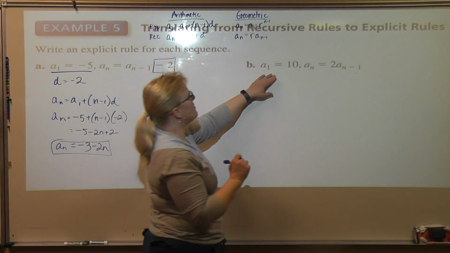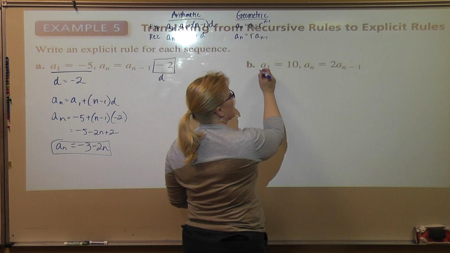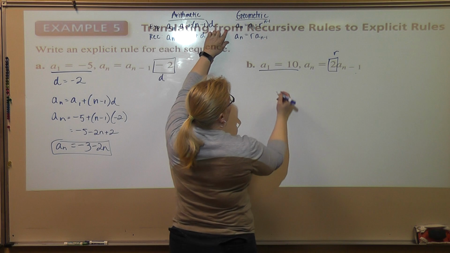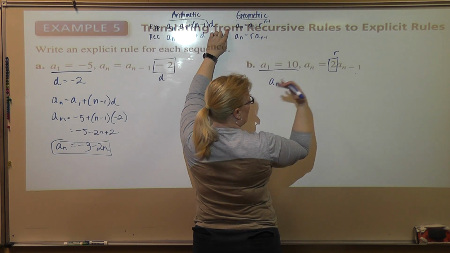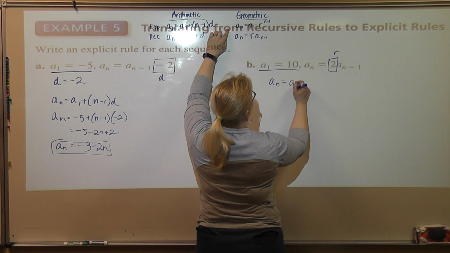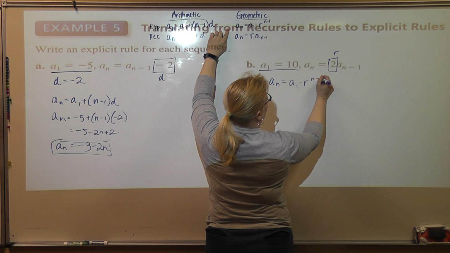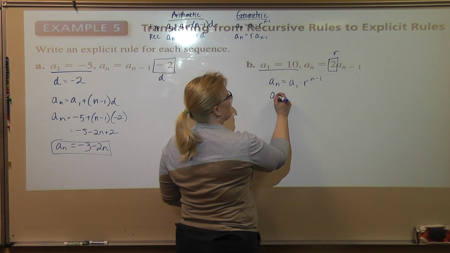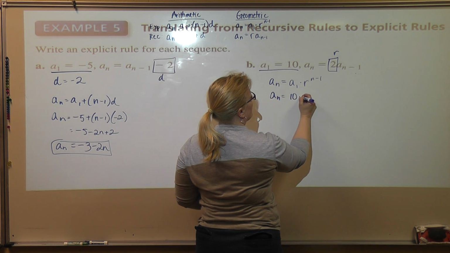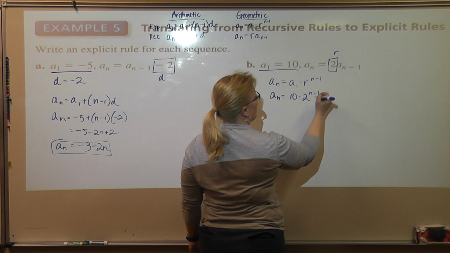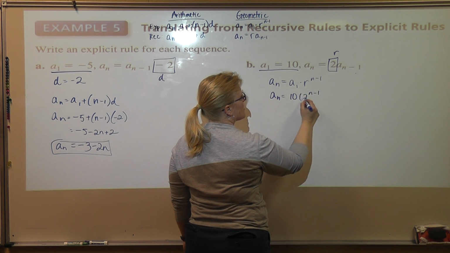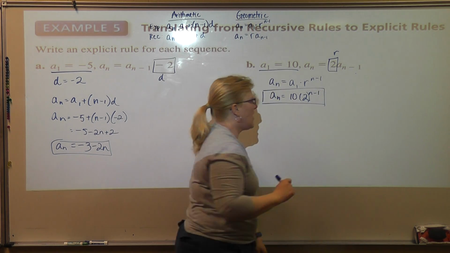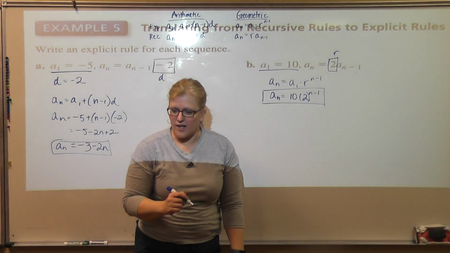Okay, and over here, I need a sub 1, and I also need r, which is 2. And if I write the formula of the form I'm putting it in, it's this formula right here. So I have a sub n equals 10 times 2 to the n minus 1 power. And actually, instead of a dot, I'm going to put that like that. And that is your answer for that one.